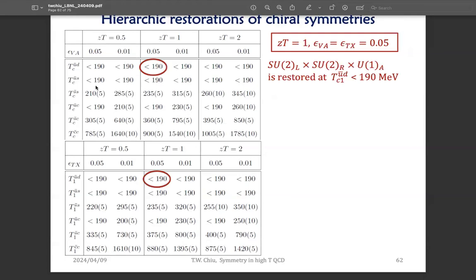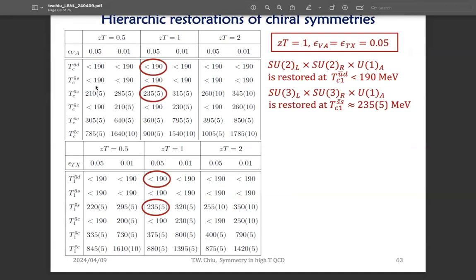So for example, if I take DT equal to 1 and I take these two epsilon, epsilon VA and epsilon TX, for SU2 and for U1 it is 5%. Then you can see below temperature 190 it has already restored SU2 cross SU2, for the U bar D. And then for the SU3 cross U1, it would be at 235. Because here, in order to have the SU3, I have to go through all the flavor combinations of UD and S. That means including the S bar S, and then the US, and then the UD. Here the US is lower, so this is the highest temperature.